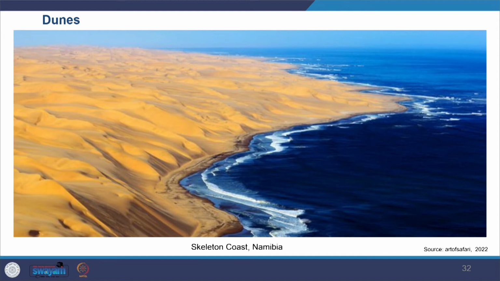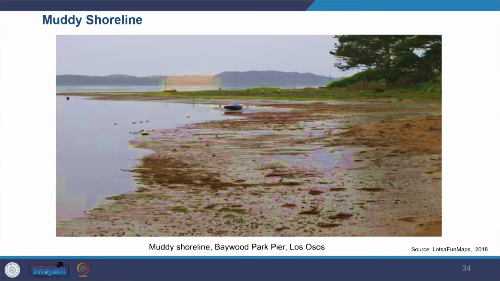Then you also have muddy shorelines. Muddy shorelines are common along the upper level of the intertidal zone of estuaries and sheltered tidal embayments. You see that in the figure, and they form where tidal current velocities are too weak to completely resuspend the mud that settles out at high water slack.